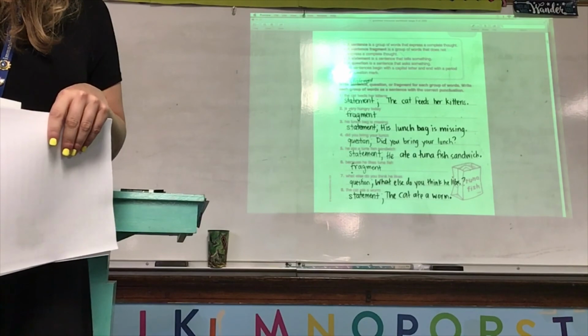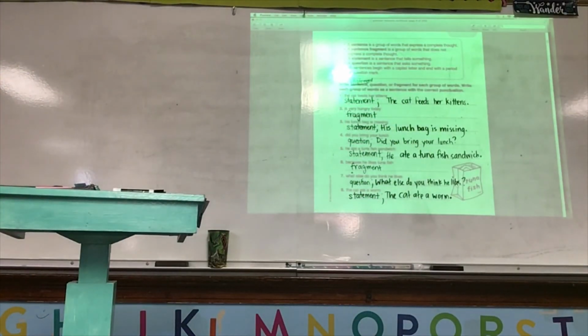I don't know how to do this. Hold on one second. We'll figure it out. Say name, number, and date at the top. As soon as you get this paper, name, number, and date at the top.